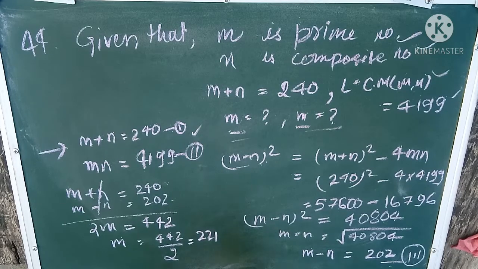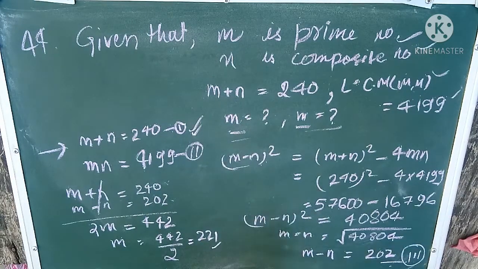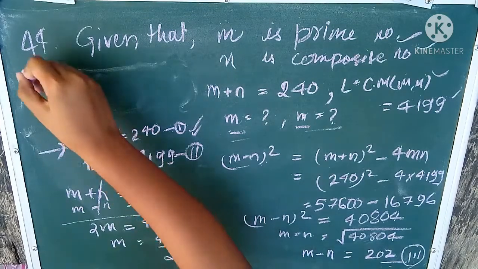So we have already calculated the value of m, and now by putting this value in equation 1, or you can say in equation 2, we can find out the value of n also. So let us find the value of n here.